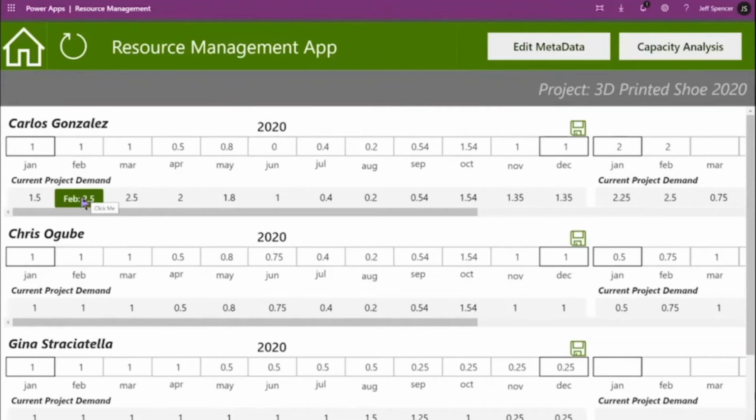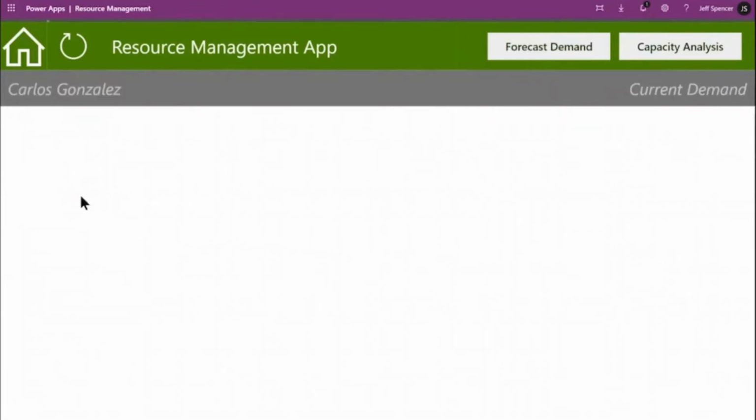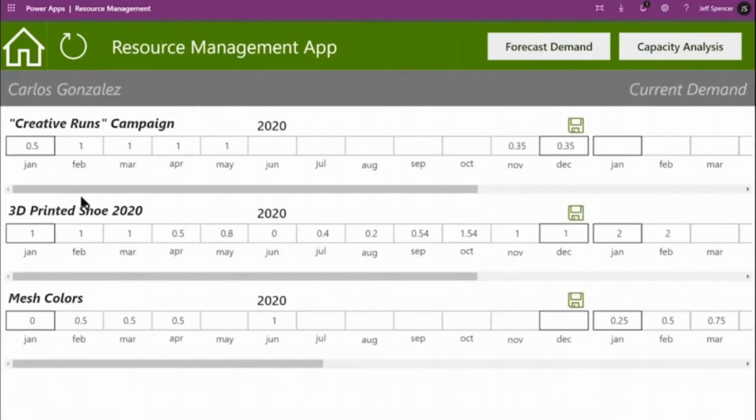So if I want to drill in and understand more about what this looks like, now when I drill in, I can see what are the other things that Carlos is being requested to do. And I can see that he's currently being requested to work on this Creative Run campaign, the 3D campaign, and the Mesh Colors project as well. So we can see that he's obviously a very popular person. And as a resource manager, I would want to have this information in advance so that I could maybe head off these conflicts and reschedule the work or get additional people in to help.